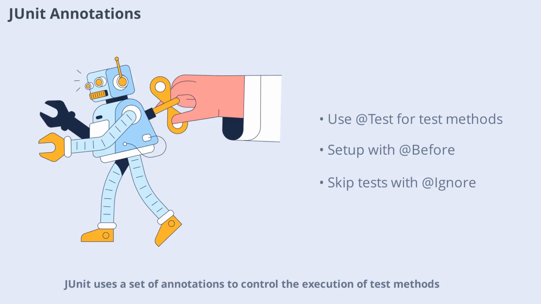JUnit uses a set of annotations to control the execution of test methods. The @Test annotation marks a method as a test case, while @Before and @After specify methods to run before and after each test. @BeforeClass and @AfterClass are used for setup and teardown at the class level, and @Ignore allows you to skip specific tests.